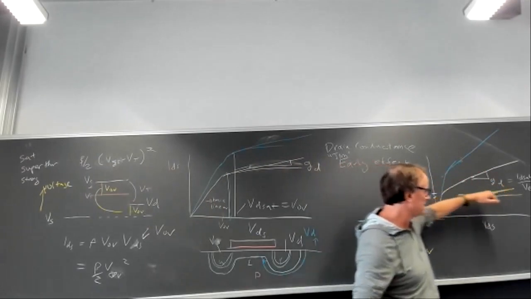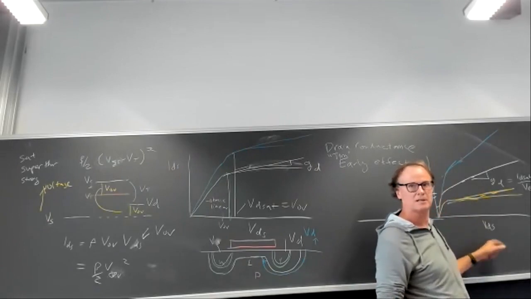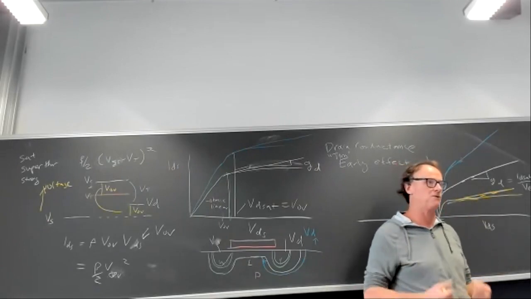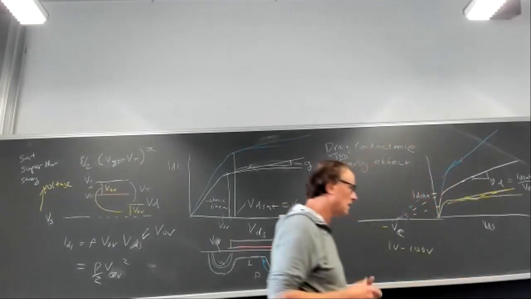That means it's going to be less conductive. The current's going to change less when you change the drain voltage. That's what you generally want it to be, a stiff current source. You want to be in control of the current to make an amplifier.